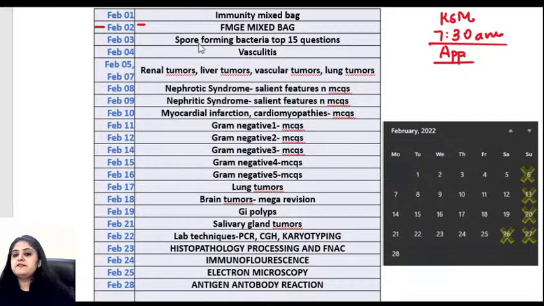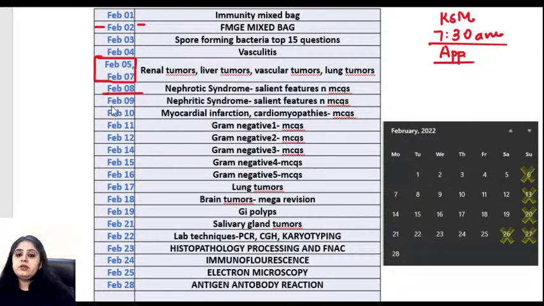Feb 3rd, we have spore forming bacteria, meaning Bacillus and Clostridium, top 15 questions from previous years. Then we come to a little bit of pathology, vasculitis. Then there are 2 days which I've kept as a mega revision of the tumors. Mega revision means renal, liver, vascular, lung. On these 2 days, the 5th and 7th, I will be teaching you in the Kickstart morning session, but I'll also be giving you a lot of questions over Telegram to attempt. So this is going to be the mega revision, mega weekend for all the tumors that we have.